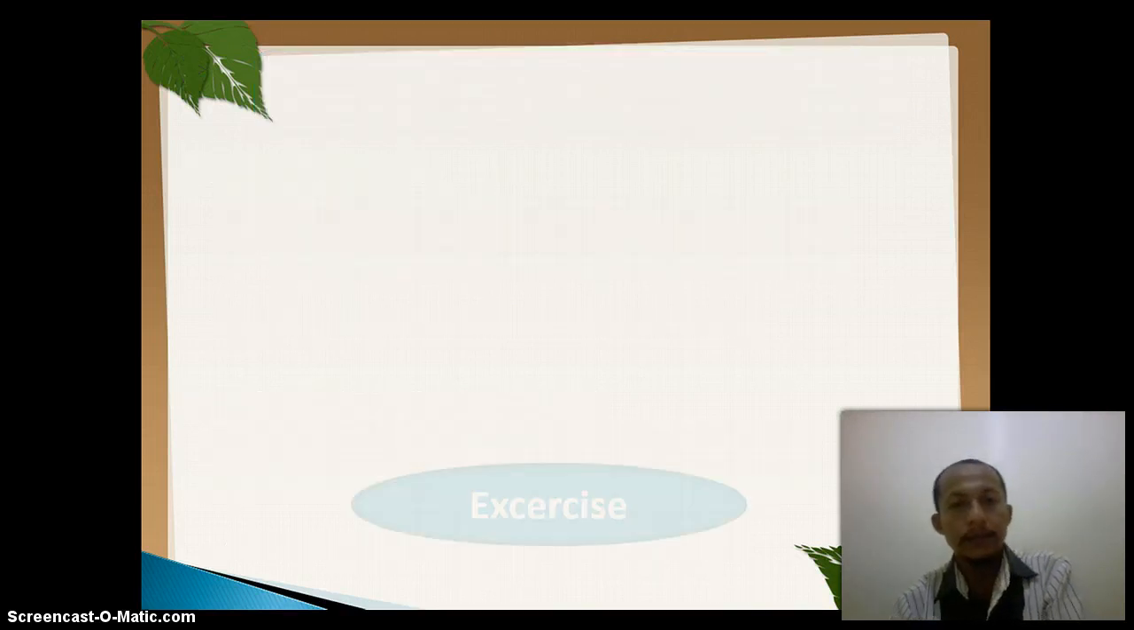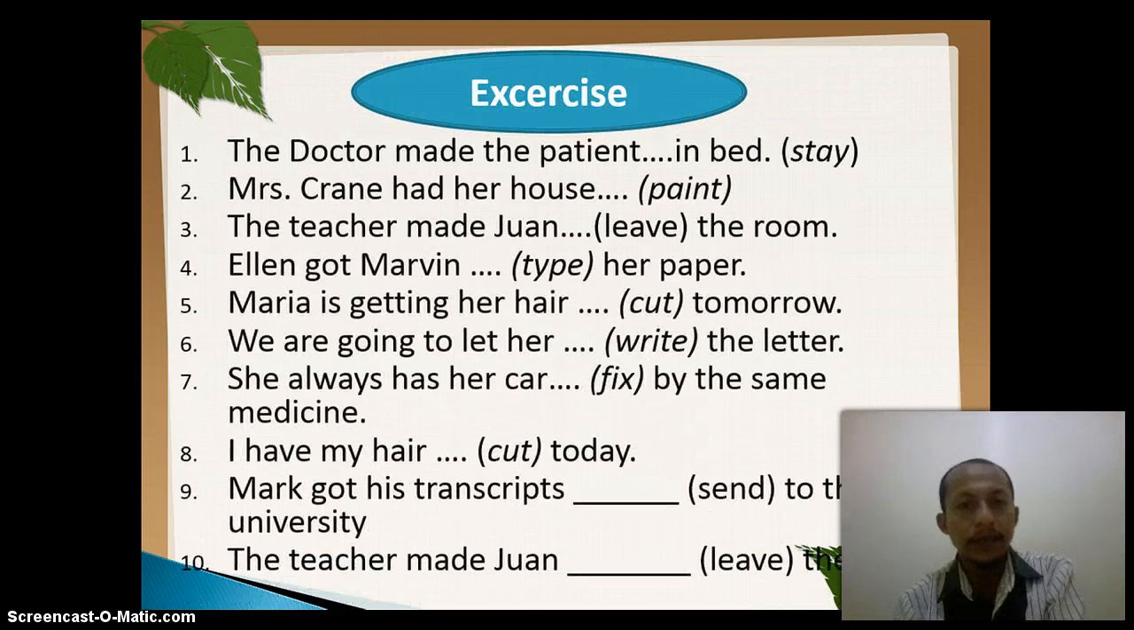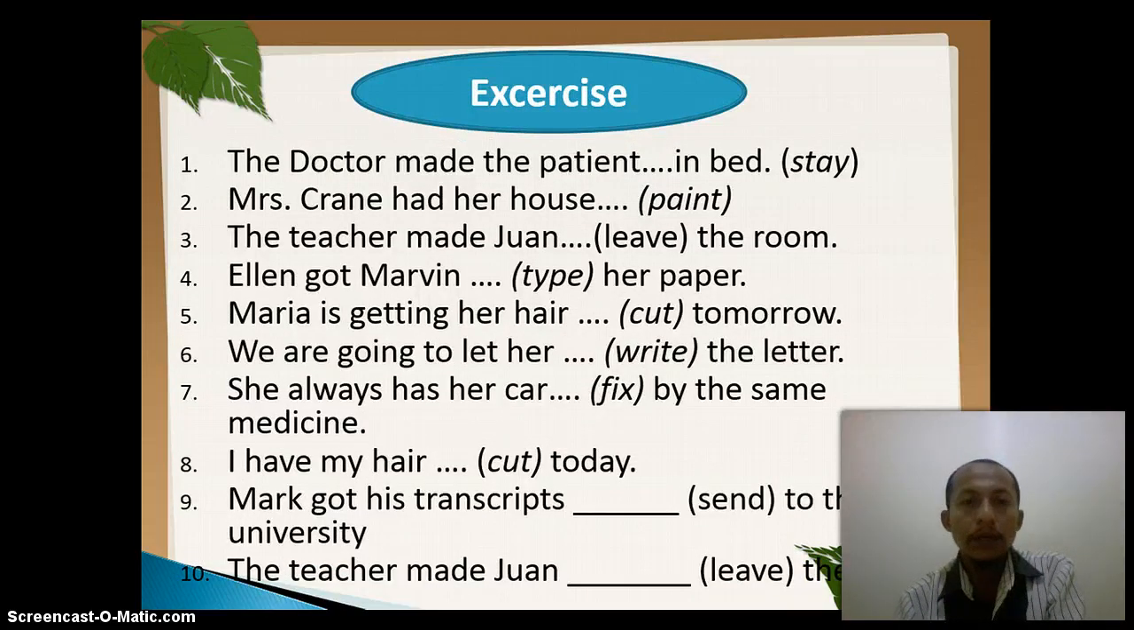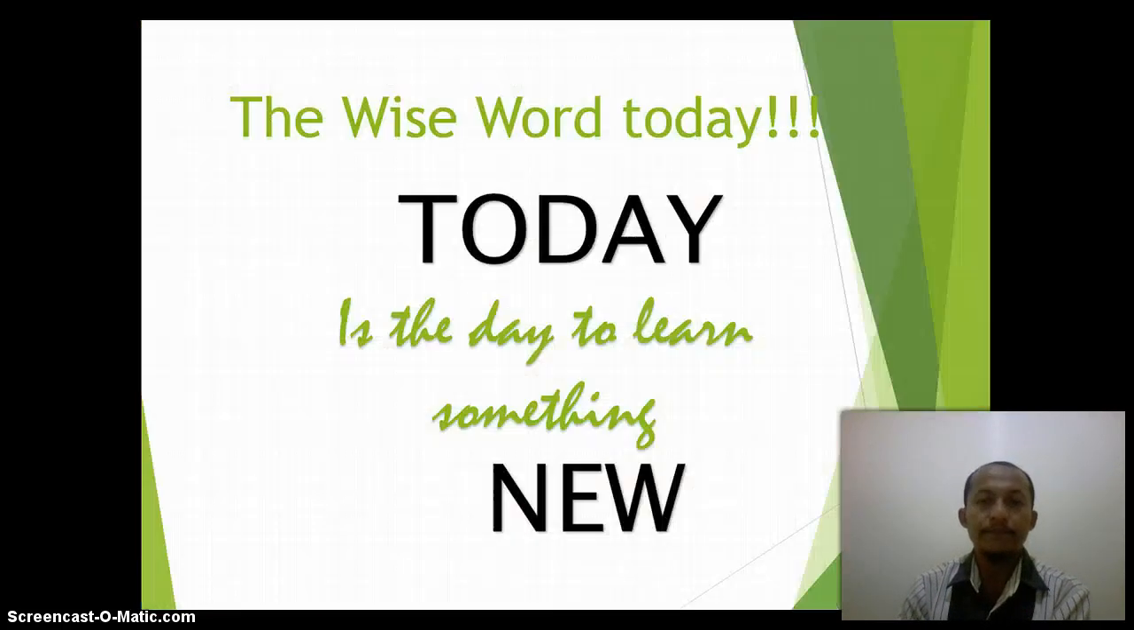Okay, this is the exercise. I think you can do it at home. Try to write and speak by yourself, and remember, after you make a causative in active form, you have to move directly to passive form. Okay, I think it's easy to understand. You just read, understand, and practice.